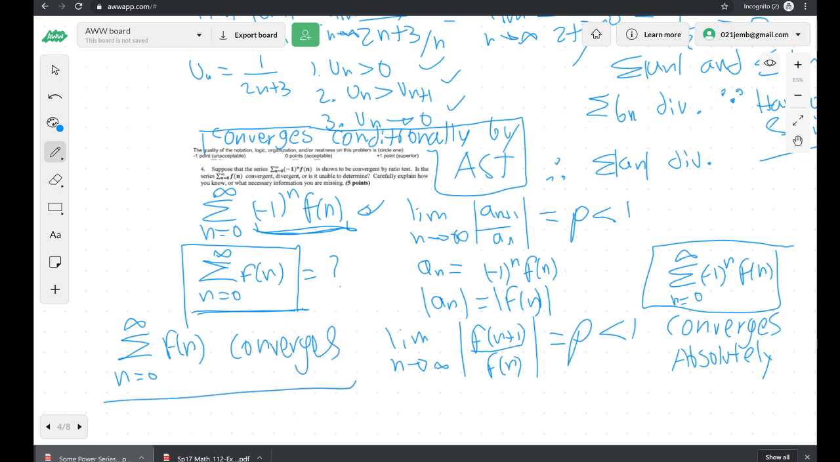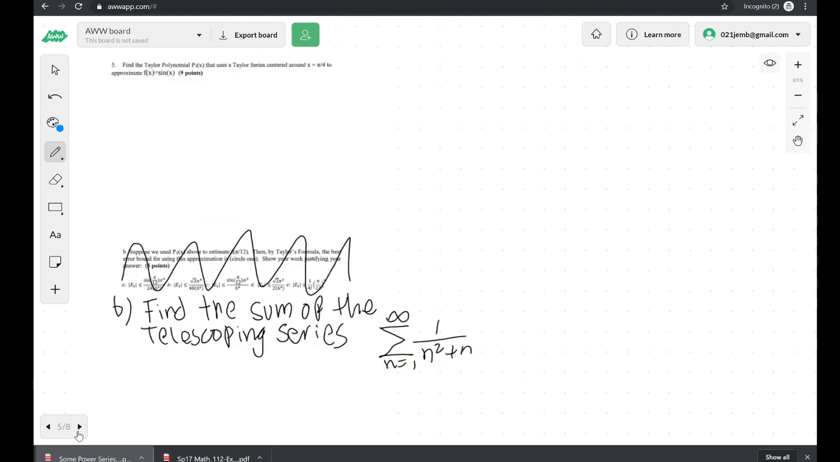That's all. You don't have to say it converges absolutely because that will be redundant and you're going to get points off for that. It doesn't make sense to say something converges absolutely even though it's always positive. So it just converges. That's all. Next question.